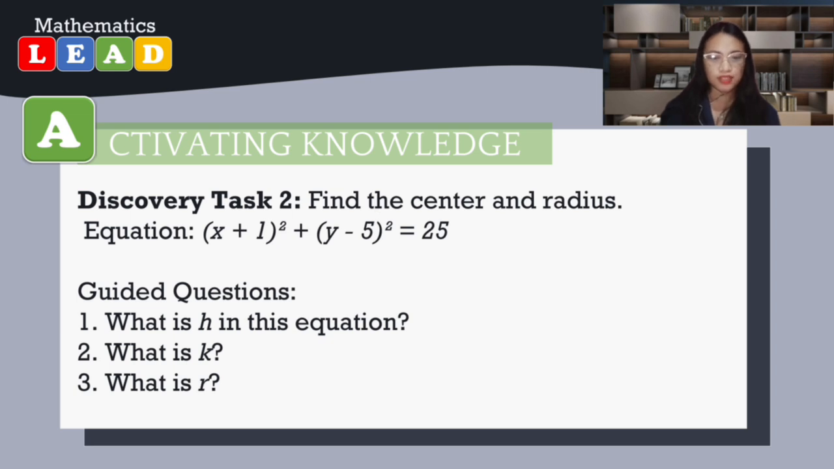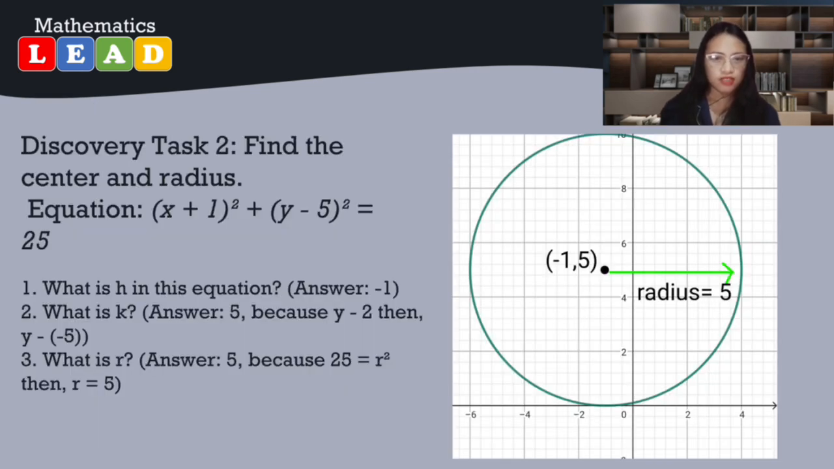If you are done answering, let's see if your answers are correct. Our h is negative 1, our k is positive 5, and r, or the radius, is also 5.